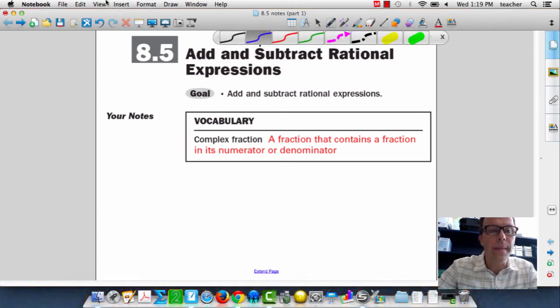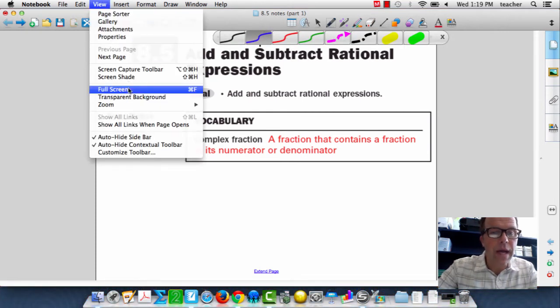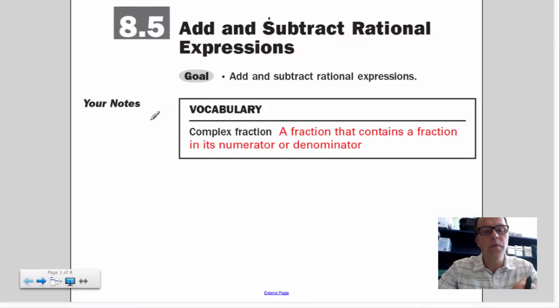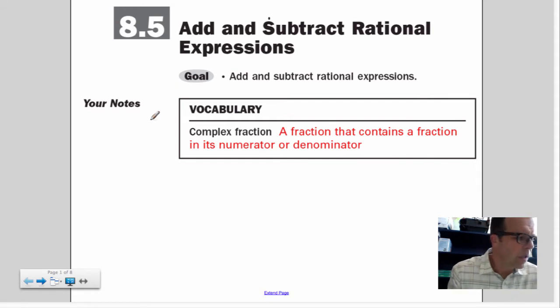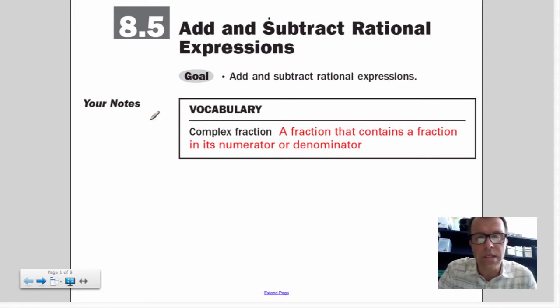All right. So we're at section 8.5. We're going to spend 2 days on this section, so I decided to split the video up just to make it shorter, and I think it's the right thing to do. We'll see how you feel. But the title of this section is Add and Subtract Rational Expressions.